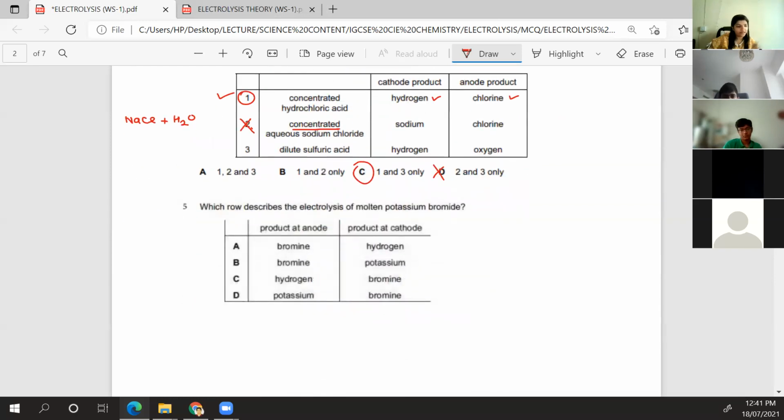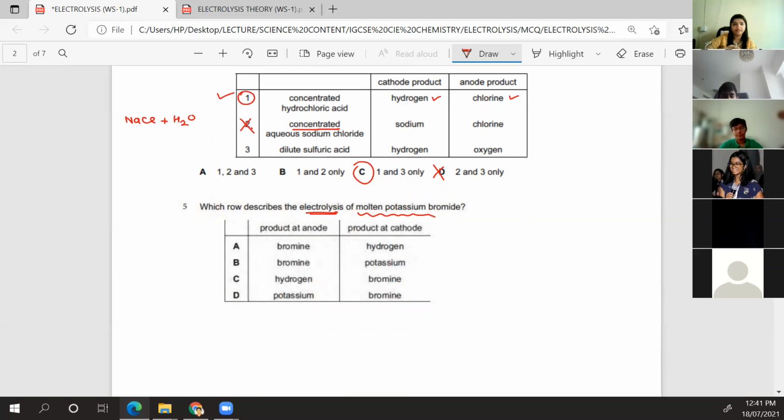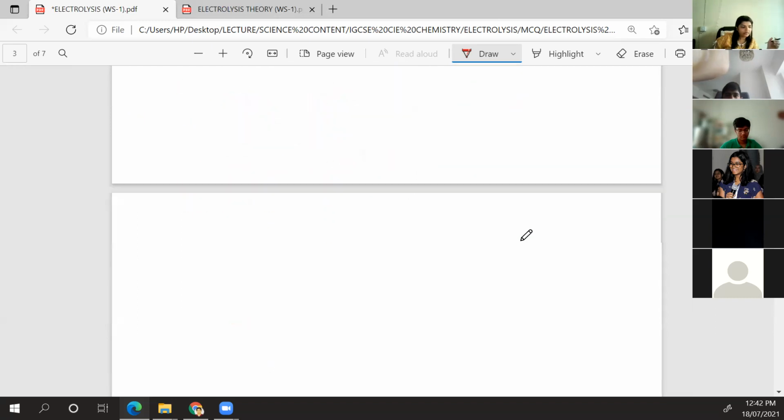Question number 5. Which row describes the electrolysis of molten potassium bromide? Noora? Miss, B, bromine at the anode and potassium at the cathode. Yes, since it's molten potassium bromide, KBr molten, it will be K+ and Br-. So K+ will give K and Br- will give you Br2. Negative will go to anode and positive will go to cathode. So bromine and potassium, answer is B. Good. Next one, 6th one.